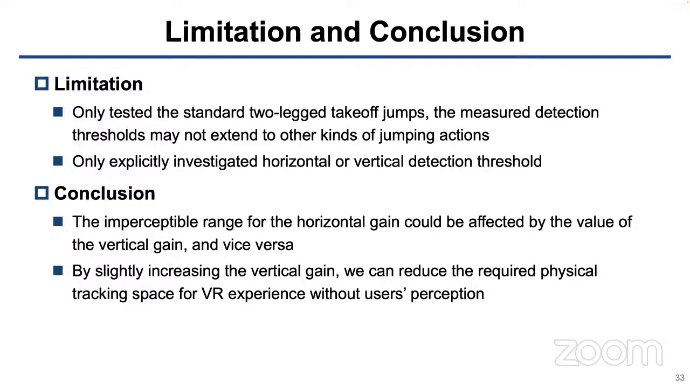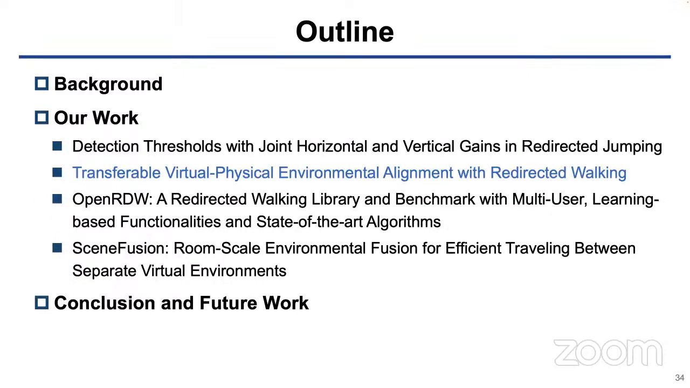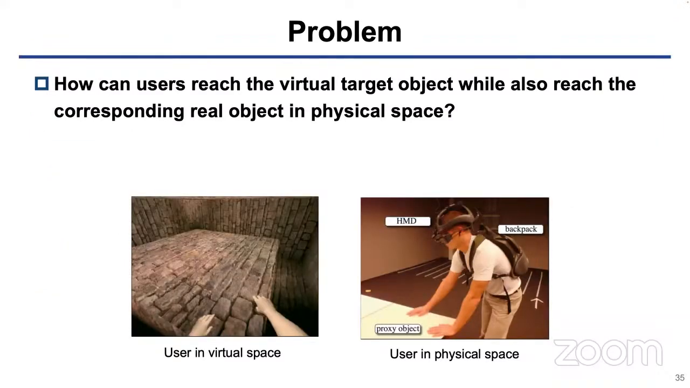So in the second work, we investigate virtual-physical environment alignment with directed walking. The problem is, how can the users reach the virtual object while also reaching the corresponding real one in the physical space? So this is the problem. And there is some previous work on passive haptics.